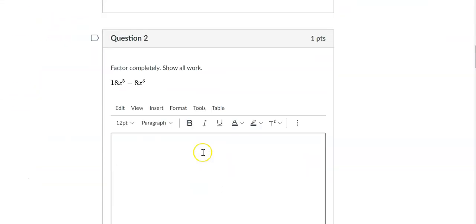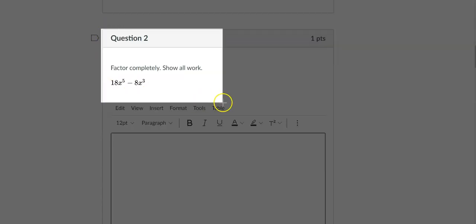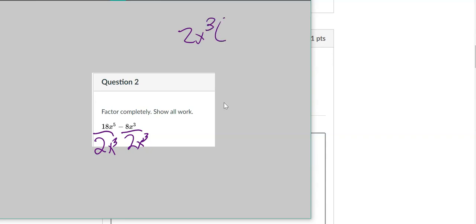Okay. Number 2, again, wants me to factor and show all my work. So what I would do here is both 18 and 8 are divisible by 2, and both of them have at least x cubed as their variables. So then I'm going to take out 2x cubed. I'm going to write this over here. Then 18 divided by 2 gives me 9x squared. Negative 8 divided by 2 gives me negative 4, and the x cubes will cancel out.